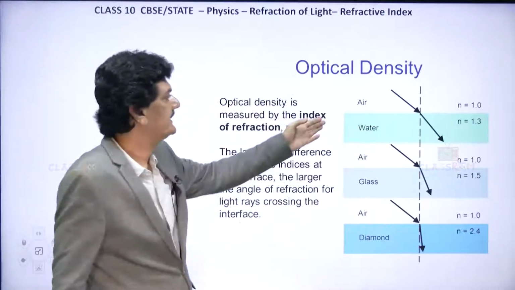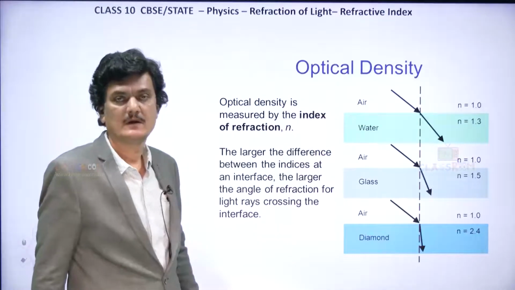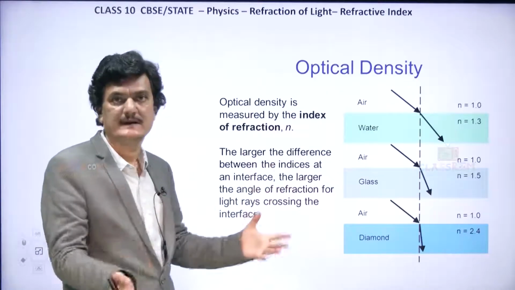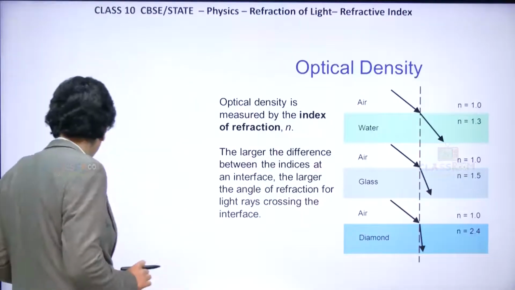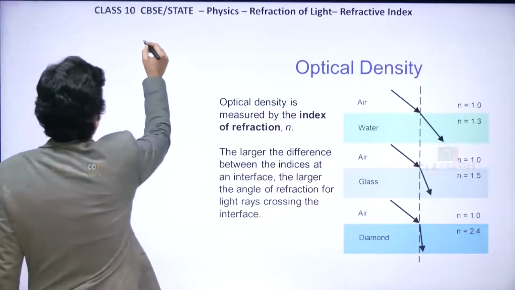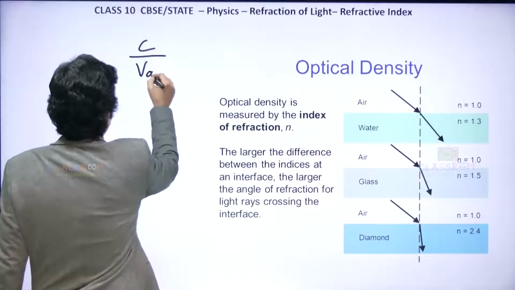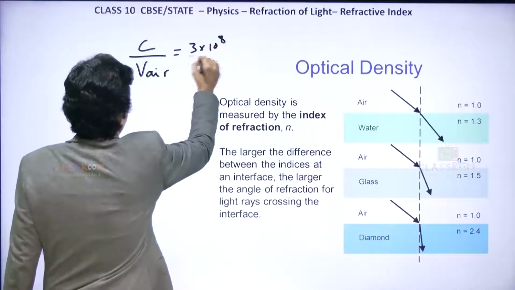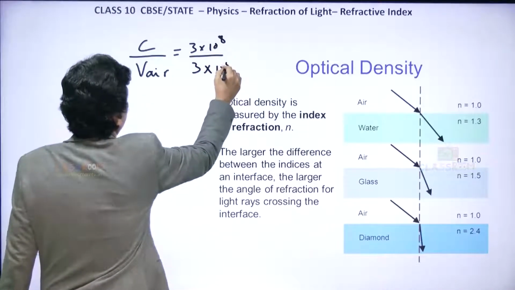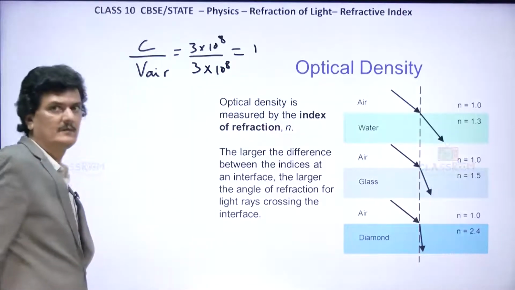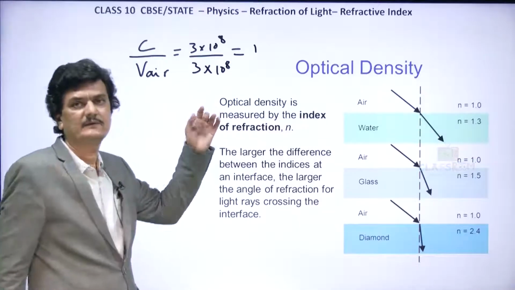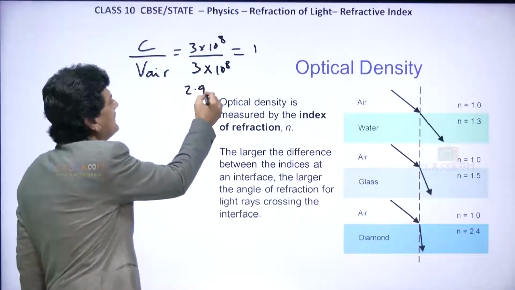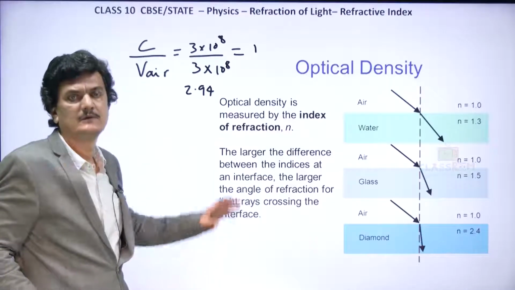Air refractive index is 1. Why is the refractive index of air 1? Because the velocity of light in vacuum and air is the same. So, what will be the ratio? C divided by the velocity of light in air is 3 into 10 to the power of 8 divided by 3 into 10 to the power of 8, which is equal to 1, because the velocity of light in air is almost the same as in vacuum. Actually, it is 2.94, not 3, but there is not much difference. So, we write it as 1.